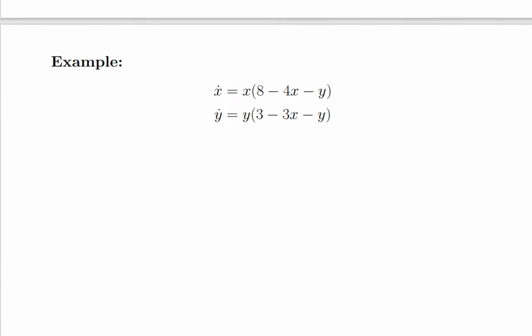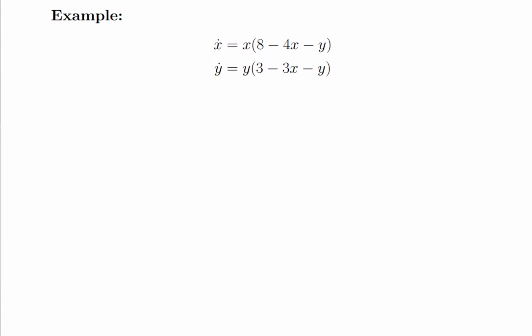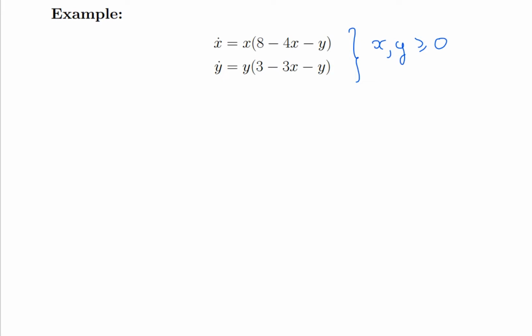Here it is. And I'm actually going to make a restriction so that x and y are both greater than or equal to 0. Let's find the fixed points. See, the right-hand sides there are quadratic functions of x and y, so there may be several fixed points. Well, from x dot equals 0, I see that either x equals 0 or 8 minus 4x minus y is 0. Well, if x equals 0, then the first equation is satisfied. I substitute that into the second one, and I get either y equals 0 or y equals 3.